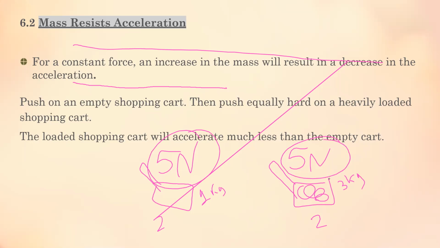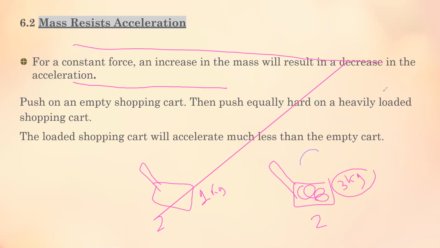For the first one, you need less strength than for the one with 3 kilograms. Here you need 6 Newton, and here you need only 2 Newton. So if you want them to move at the same acceleration, you need to act with 3 times the force on the second one. It will be 3 times the acting force on the empty one.